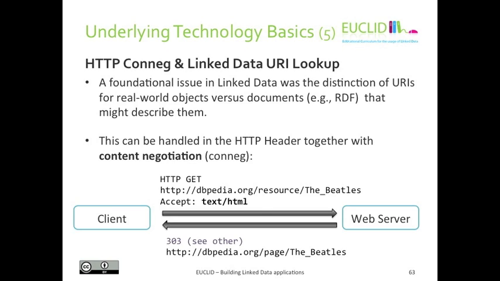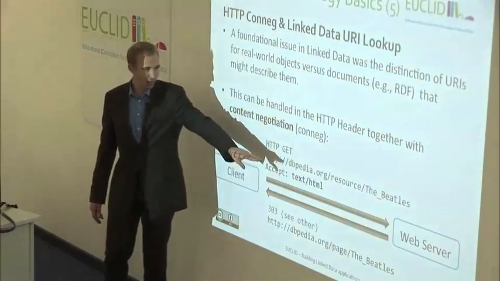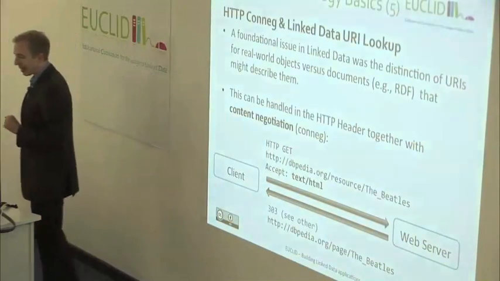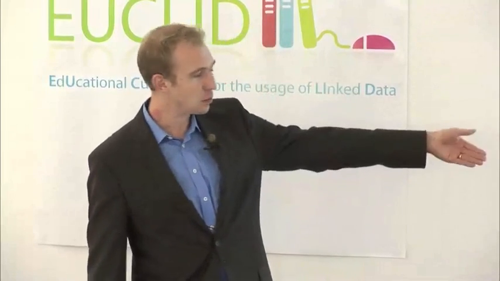So instead of saying dbpedia.org/resource/the Beatles, you have to look over here at dbpedia.org/page/the Beatles, which is where I'm storing the web page, the HTML document that is describing my unique resource of the Beatles. And this procedure with the client saying, I want to have some HTML about that resource. And then the web server is saying, okay, I have that, but not here, but at a different URI. Look over here. That is called content negotiation, or CONNEC for short. The client says what content it wants. The server says where to find it.